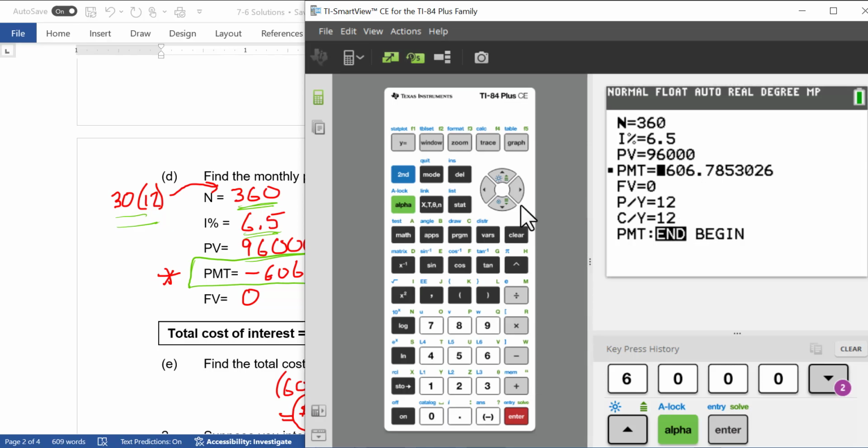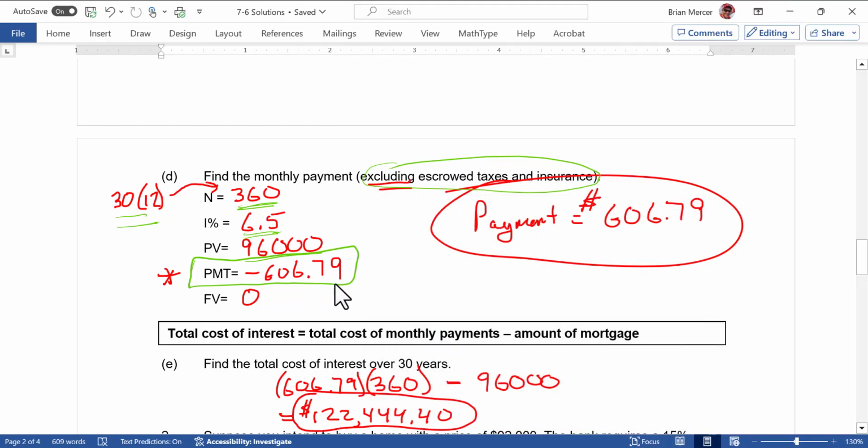Solve is telling me my payment is $606.79 if we round to the nearest penny. So there's where that comes from. There's how you get your payment.